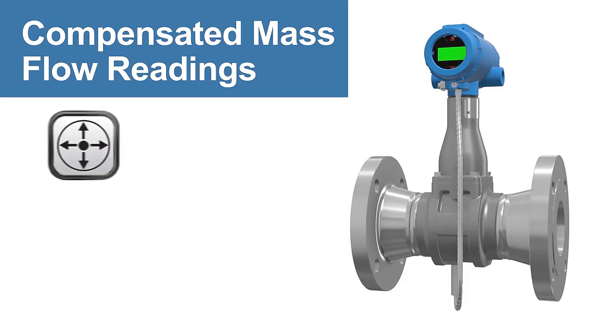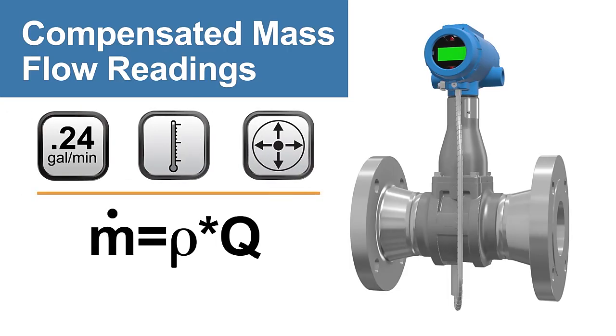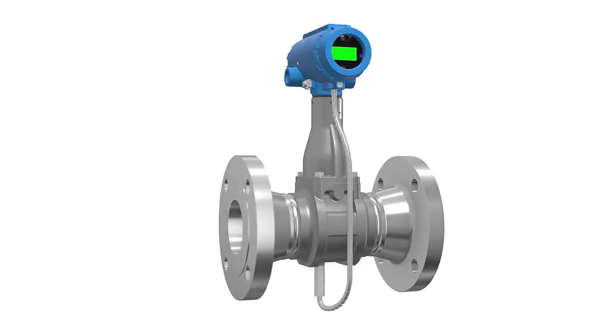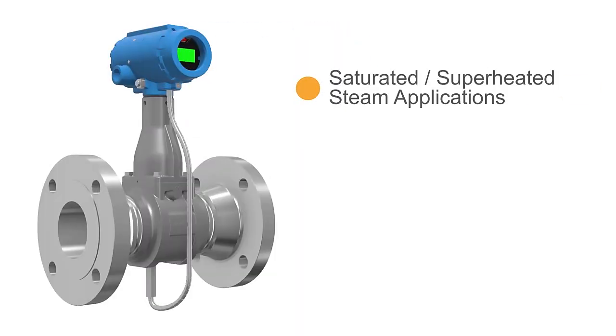By measuring additional variables such as pressure or temperature, along with the volumetric flow reading, fluctuations in density can be accounted for to provide an accurate mass flow reading. Compensated vortex flow meters can prove to be especially useful in saturated and superheated steam applications, along with liquid applications in which the fluid is nearing its saturation point.